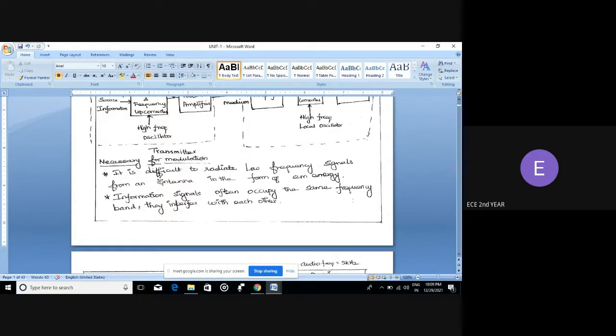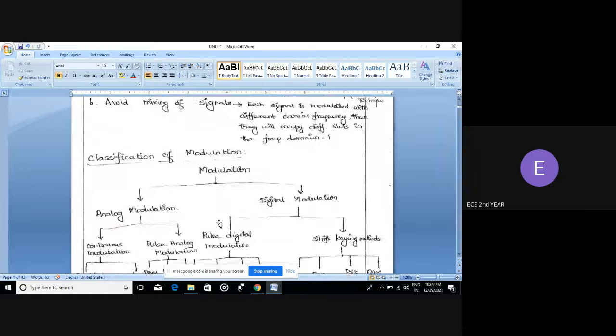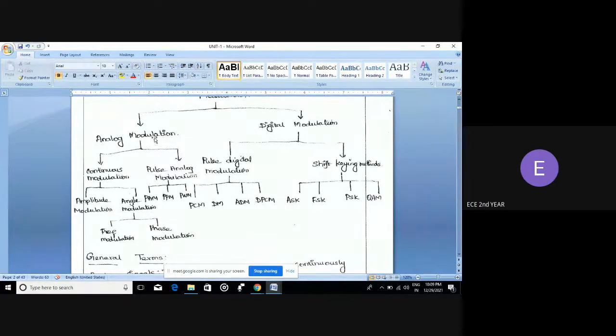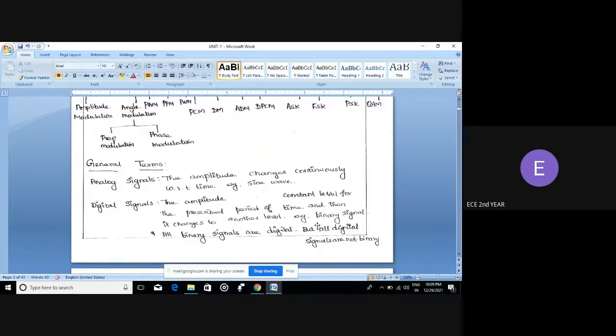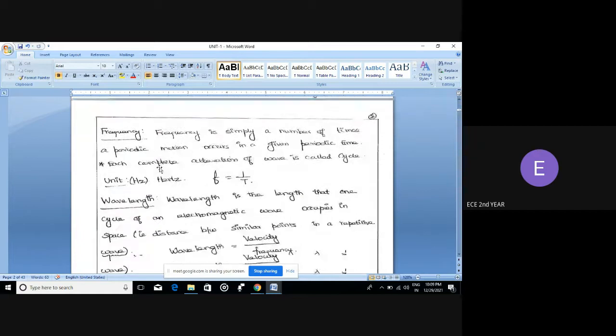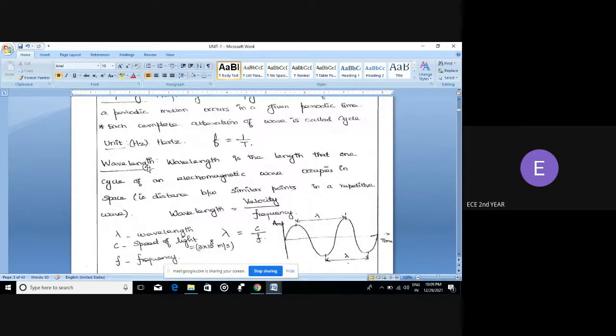The next thing is, what is the necessity or need for modulation, and what is the classification of modulation processes. Majorly two methods, analog and digital modulation, and then further analog modulation is classified like this, and digital modulation techniques are classified like this. And then what are the general terms that are used? What is an analog signal and what is a digital signal? What is frequency and what is wavelength?